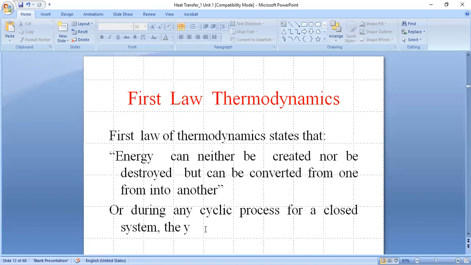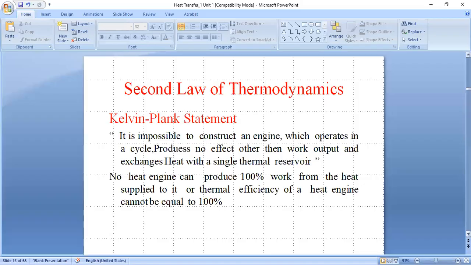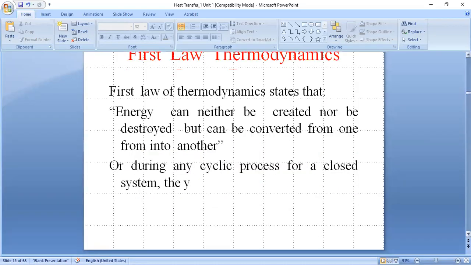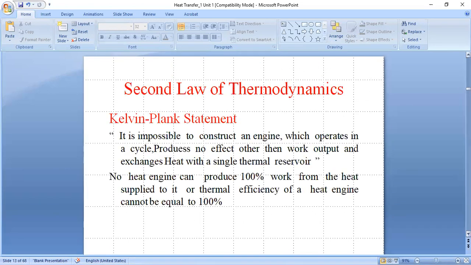See here, next I will move on to the first law of thermodynamics. What can be represented here in the first law of thermodynamics? First law of thermodynamics: energy can neither be created nor be destroyed, but can be converted from one form into another during any cyclic process of a closed system. See here, energy can neither be created nor destroyed, but can be converted from one form into another. That is the first law of thermodynamics.